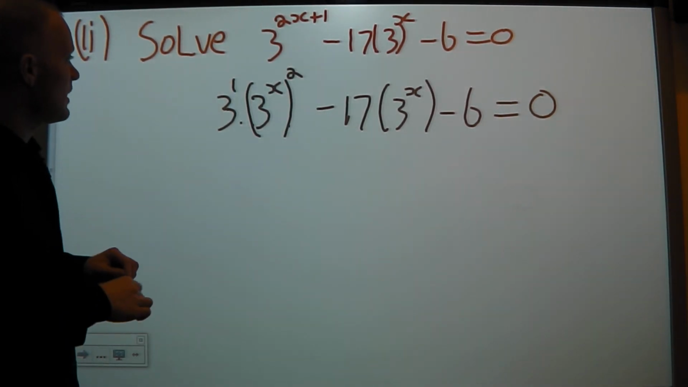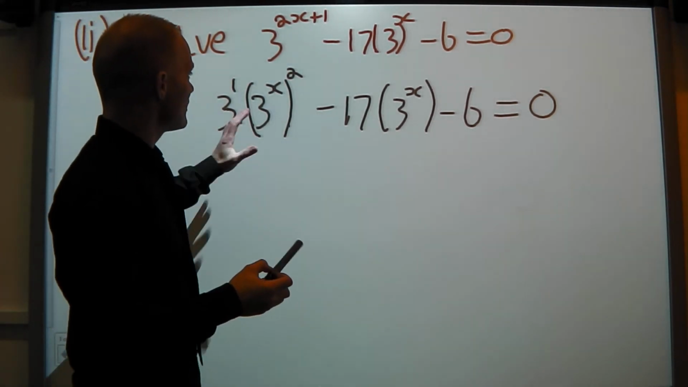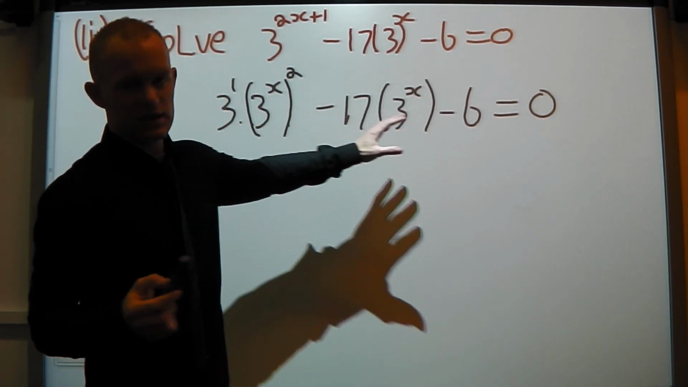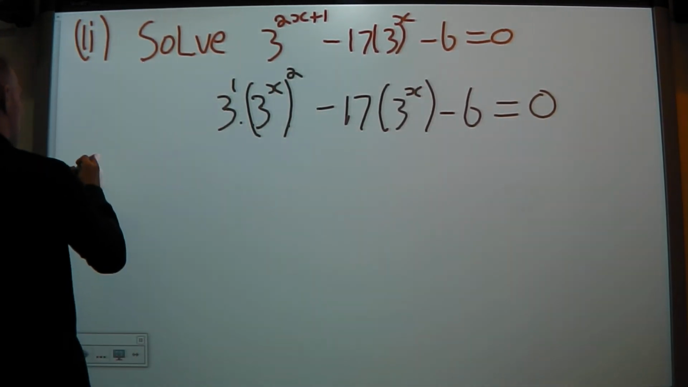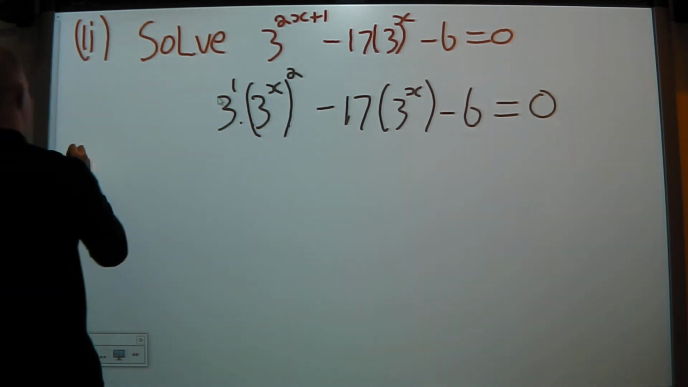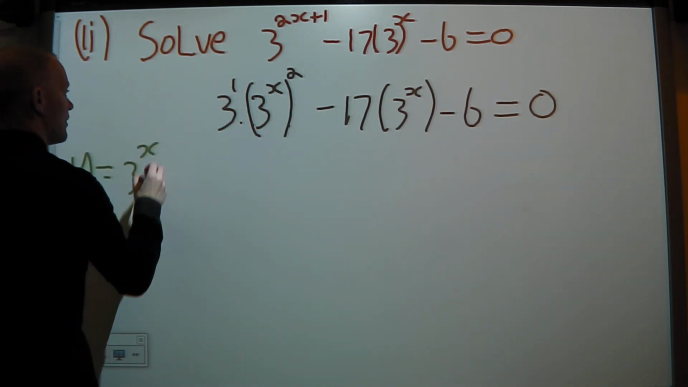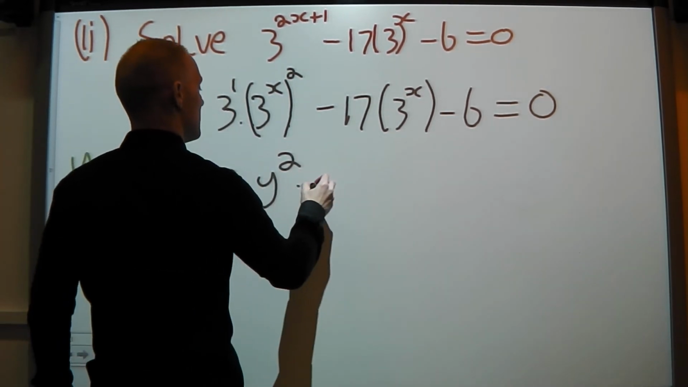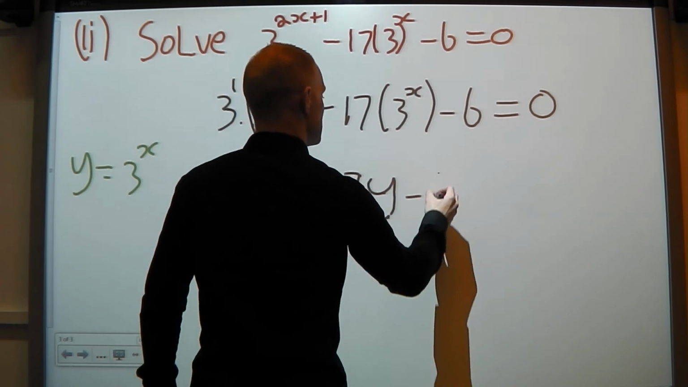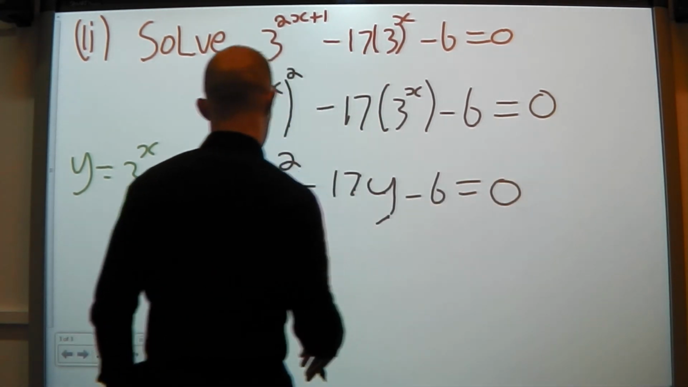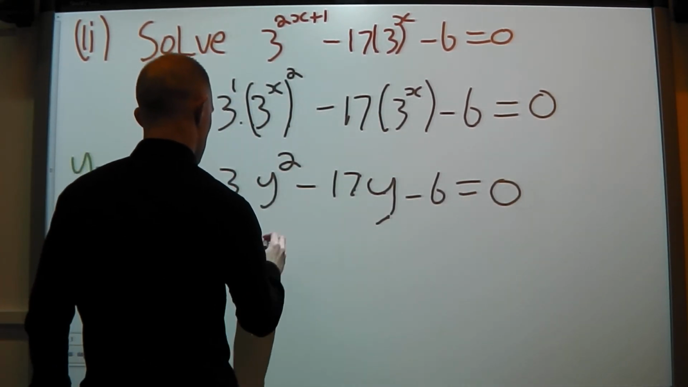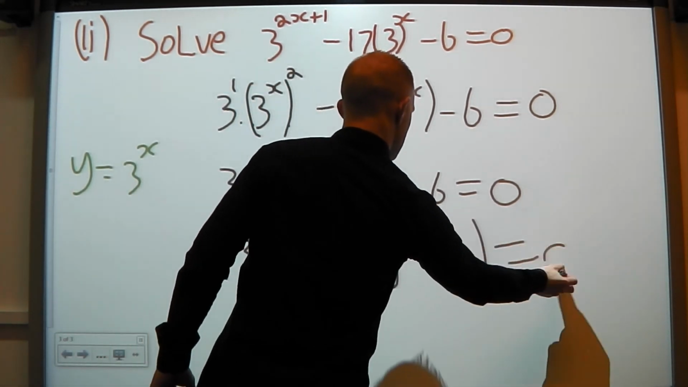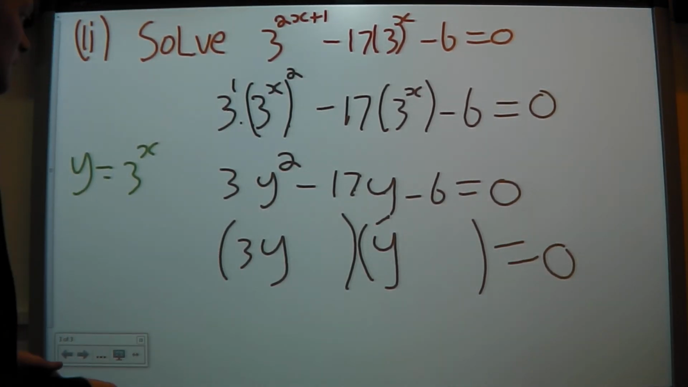Now, we have a common term here. We have a term squared. What we really have here is a quadratic equation. So, just for simplicity's sake, we're going to let y equal 3 to the power of x. So our new equation is 3y squared minus 17y minus 6 is equal to 0. And we take out the 3y here, and we take out our y here, equal to 0.